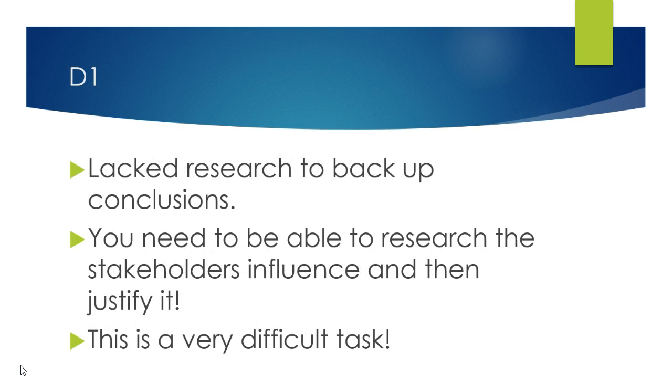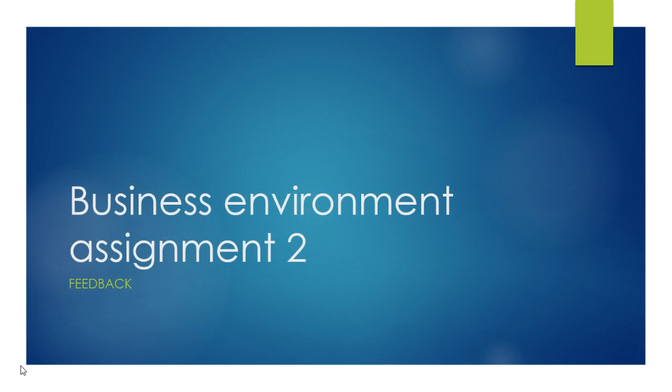D1, some people lacked research to back up their conclusions, so you did your power interest matrix, but you didn't actually say why they're powerful and influential. If you found a bit of research for 4 of them, you probably would have got the marks. It's quite a difficult task, but it's just about doing a bit of research which you can find. It's difficult.